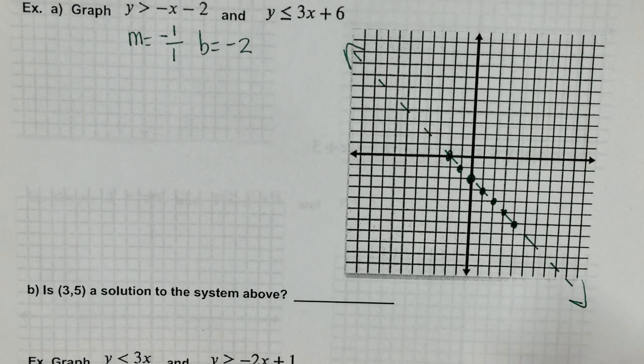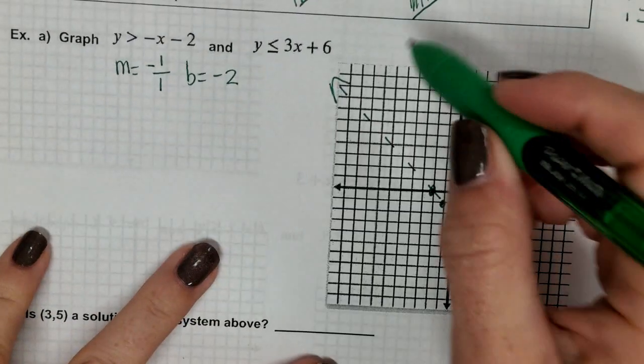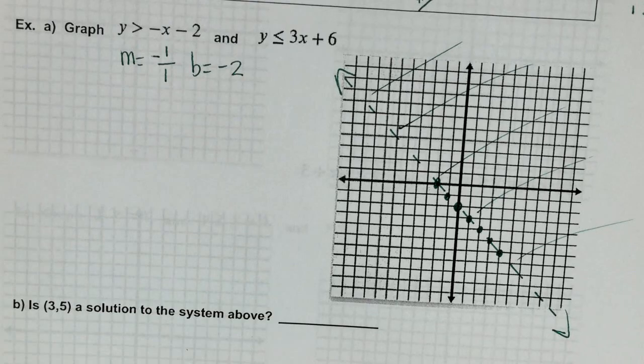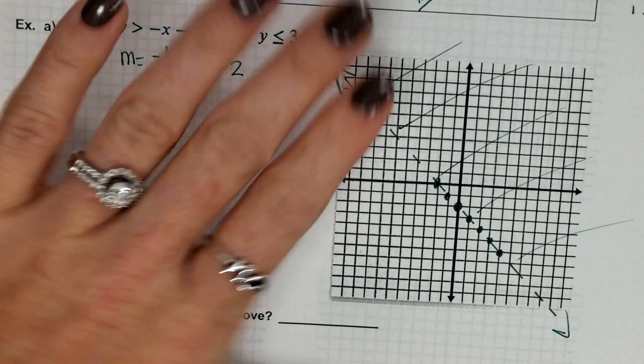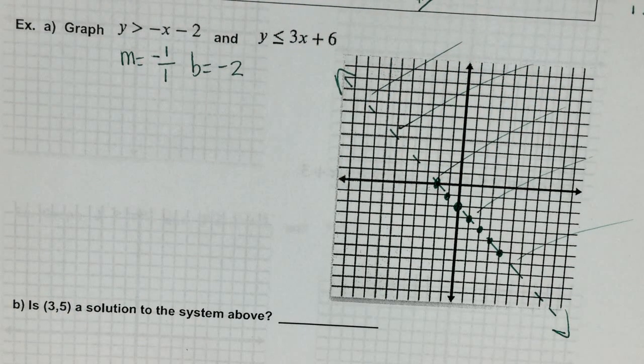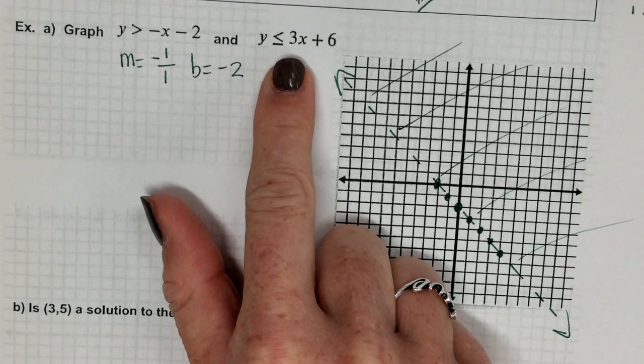So now, here's the thing. I don't want you to go crazy shading because we're going to be looking where the two shading parts intersect each other. So all I want you to do is go like this. Don't go shading it like crazy. So we know everything over here should be shaded for this particular inequality. Now we're going to go do the second one.